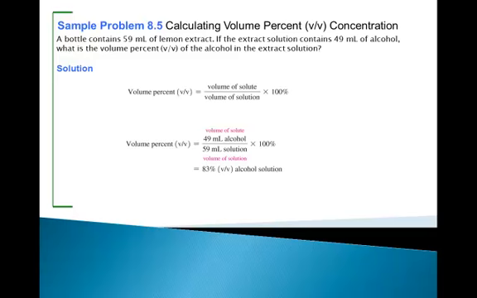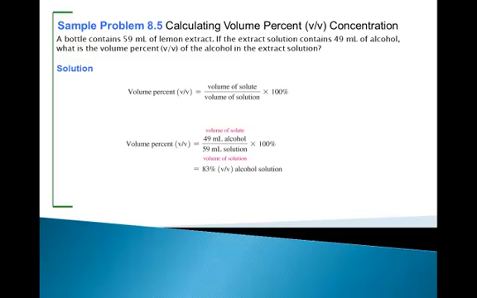So in this particular problem, I have a solution that has 59 milliliters of the extract. That solution, that 59 milliliters, contains 49 milliliters of alcohol. So in that case, the 49 milliliters is my solute, and I have a total of 59 milliliters of my solution. So I have 49 milliliters of the alcohol, I have 59 milliliters of the solution altogether.